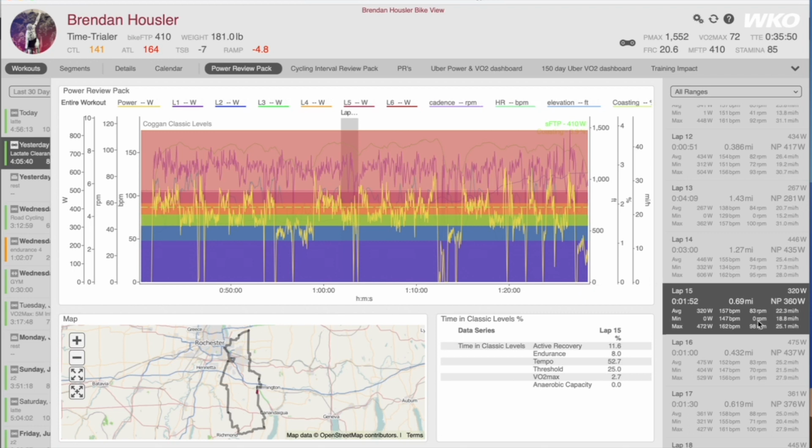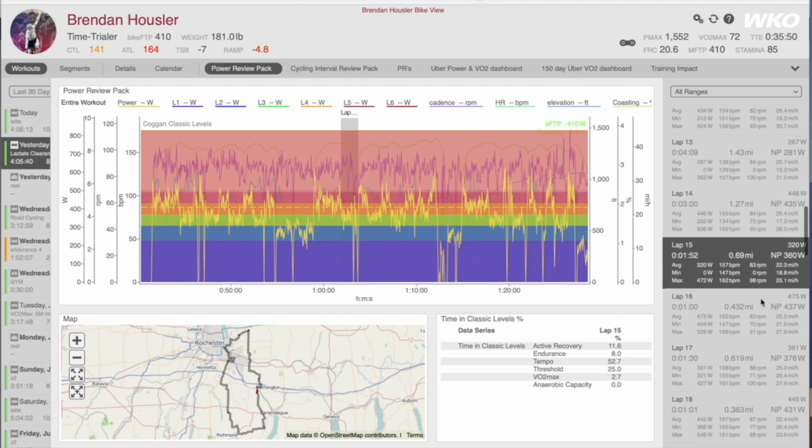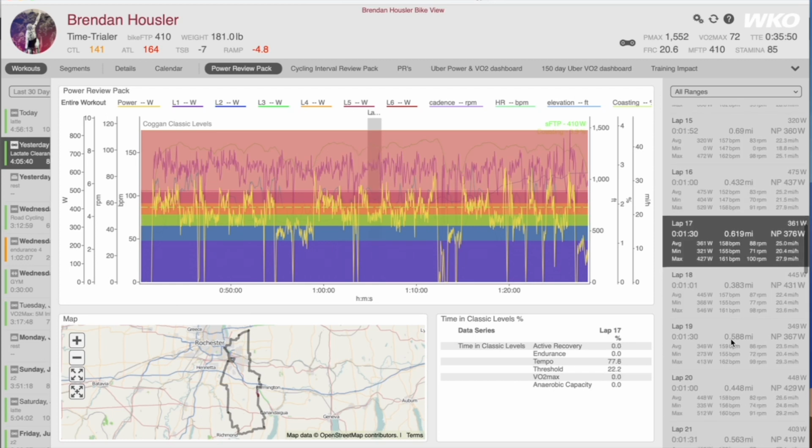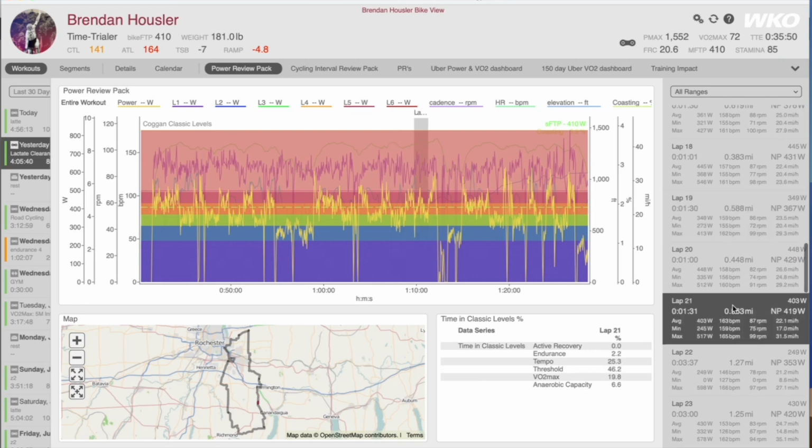Did the turnaround. I'm not worried about it. 320, normalized was 360. We're on the mark. We're still clearing lactate. That's the whole point. All these unders are really good.